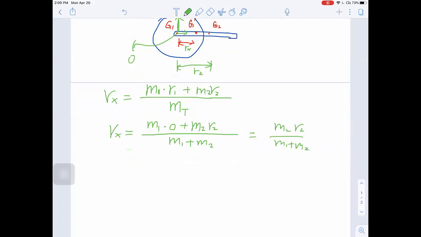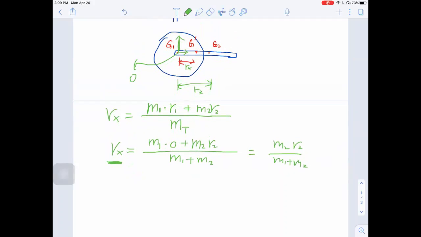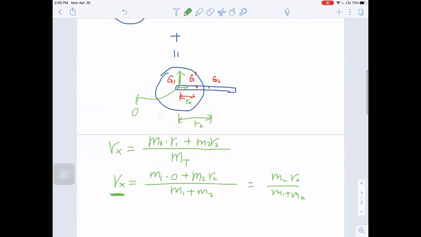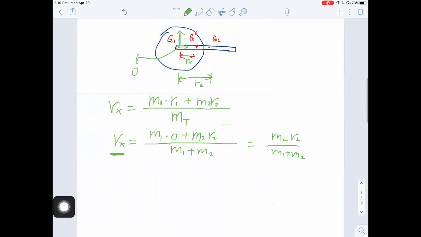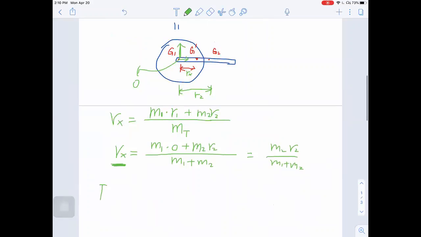So that's how you find the coordinates for the new center mass if you have a combined geometry. You know the center mass for each individual part, and the combined center mass location can be calculated in this way. Okay, once you find the location of the center mass, you can identify the new moment of inertia. Let's call this G prime.